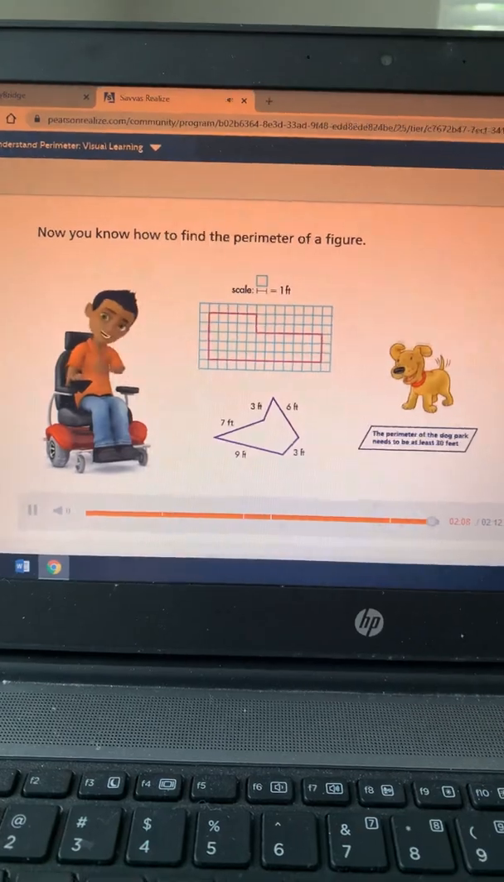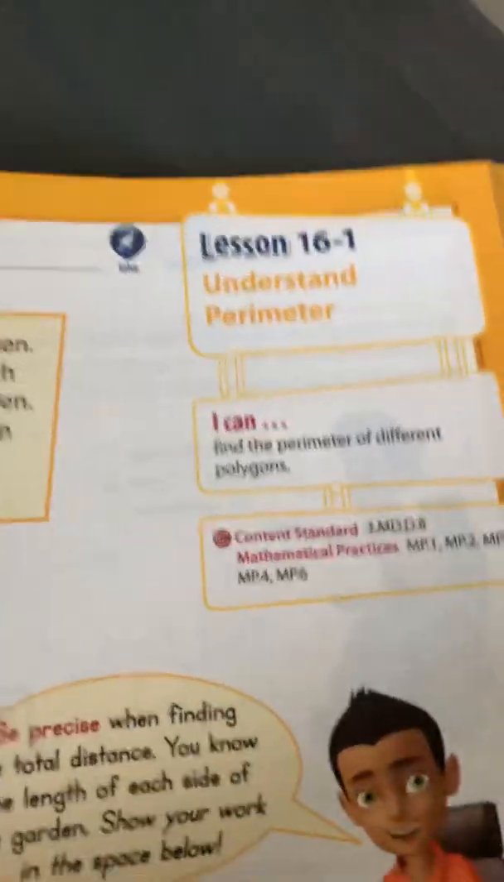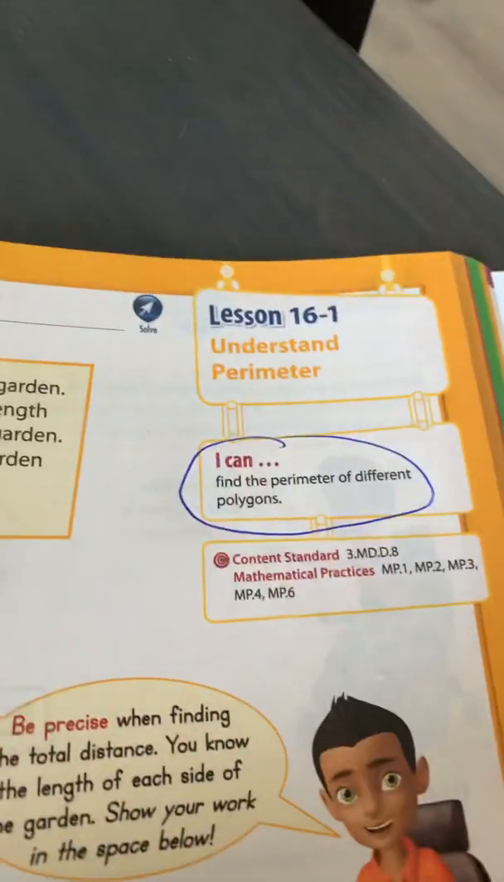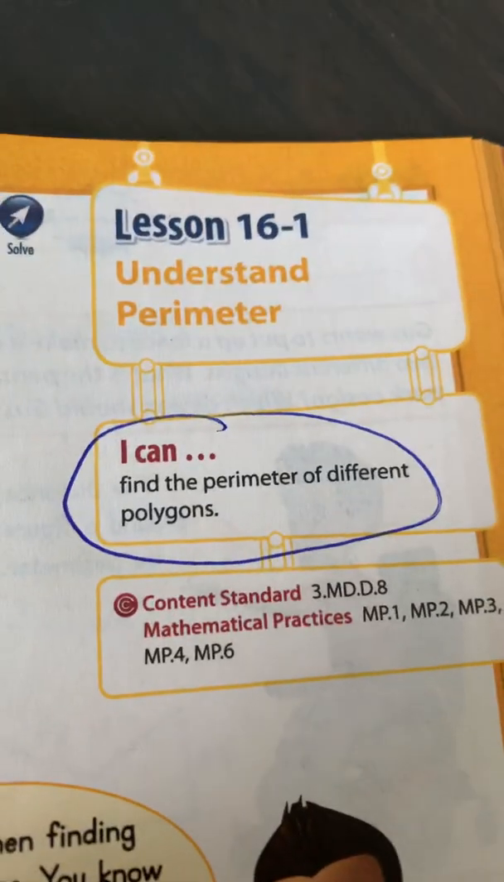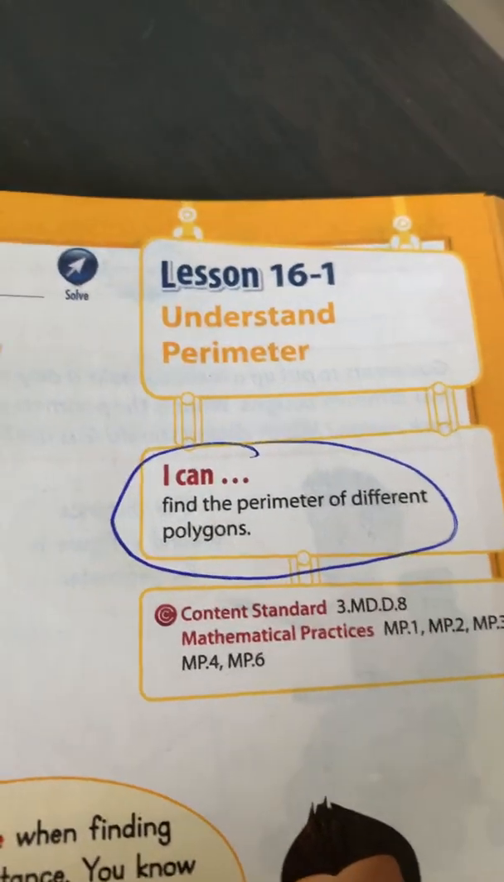Now you know how to find the perimeter. Okay, so first thing we always do, because we're on page 847, circle our I can statement. I can find the perimeter of different polygons. Remember, polygons just mean shapes. So I can find the perimeter of different shapes.